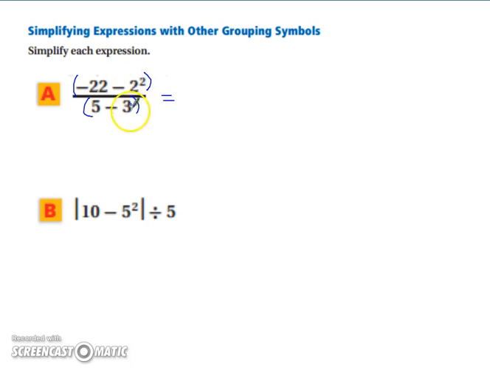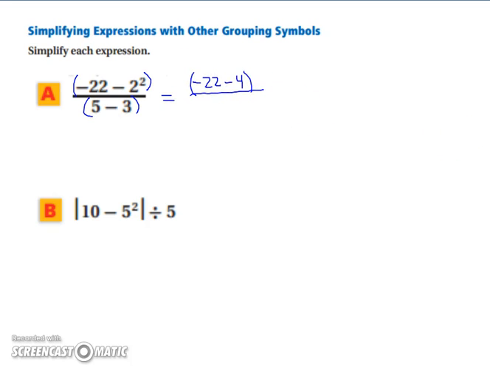So, with that being said, we can now simplify inside of each of our parentheses. So we're going inside this set of parentheses on the top, our numerator. Do we have any more grouping symbols within this one? No, so now we're going to step 2. Do we have any exponents? Yes, we do. We have 2 squared. So we've got negative 22 minus 4. We're going to keep those in grouping symbols.